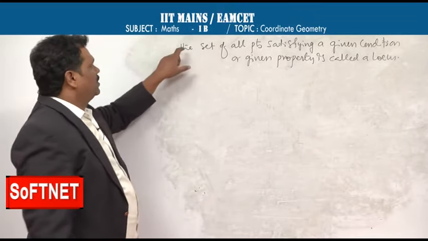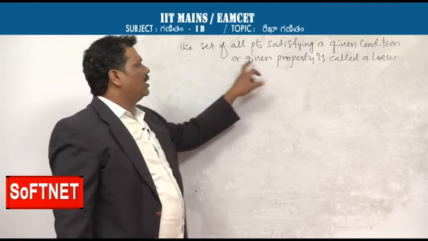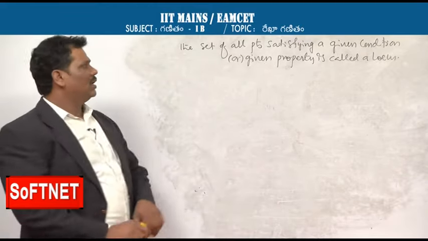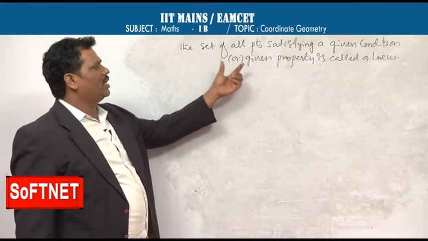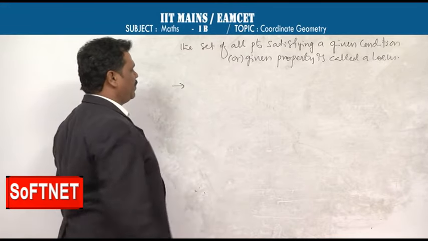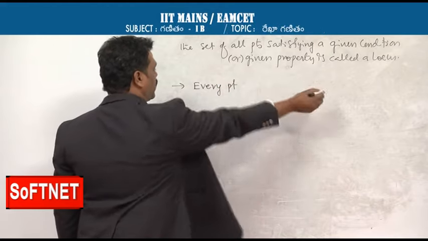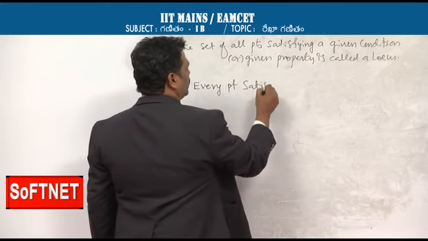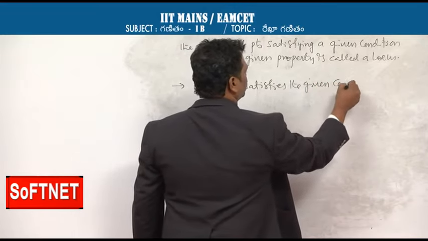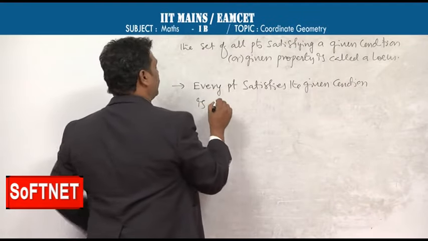The definition of locus is the set of all points satisfying a given condition or given property is called a locus. Every point satisfying the given condition is a point on the locus.